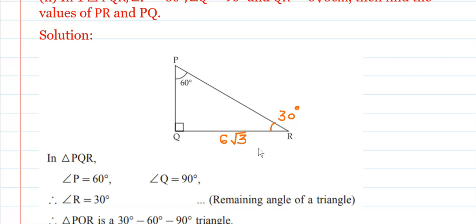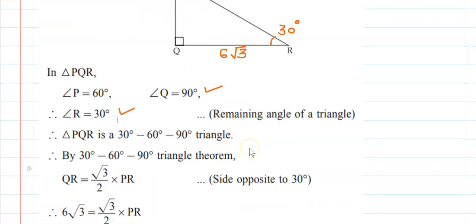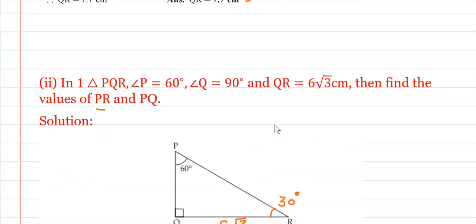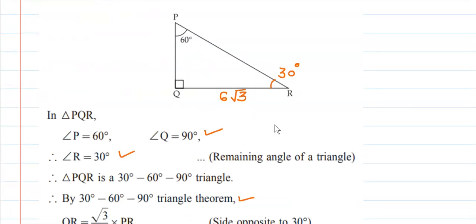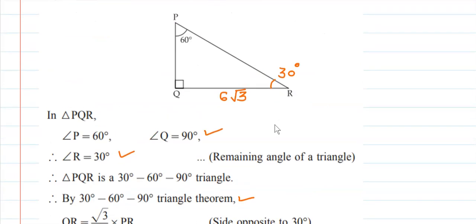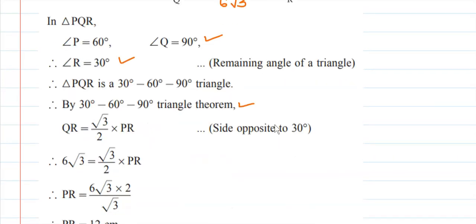Angle P is 60, angle Q is 90. Therefore, angle R is 30 degrees, the remaining angle of the triangle. Now here we want to find PR and PQ. We know the value of side QR, which is opposite to 60. Therefore, by the 30-60-90 theorem, the side opposite to angle 60 is root 3 by 2 times the hypotenuse. We know QR.